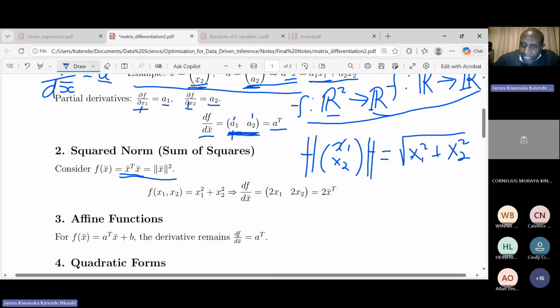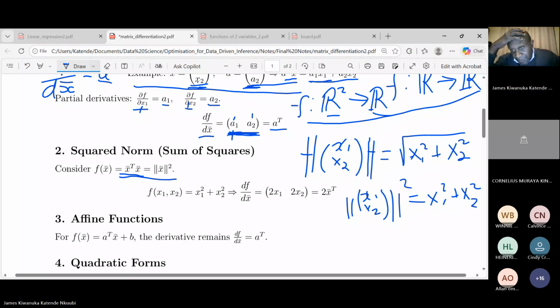If you want to get the norm squared, then you just drop the square root. The norm squared of this vector is simply x1 squared plus x2 squared. Now you drop the square root because you're squaring both sides. And you can see this norm is just a function of two variables. If you look at it, the square of this norm is just a function of two variables.